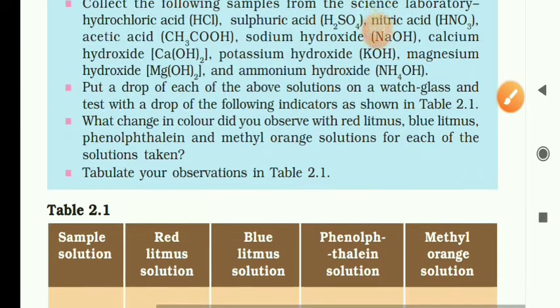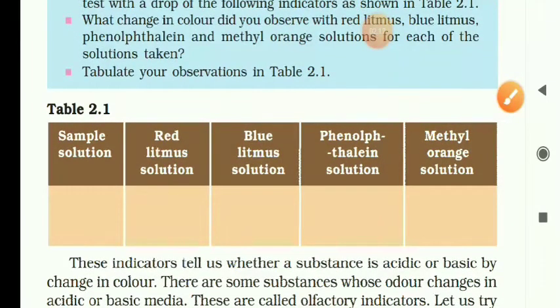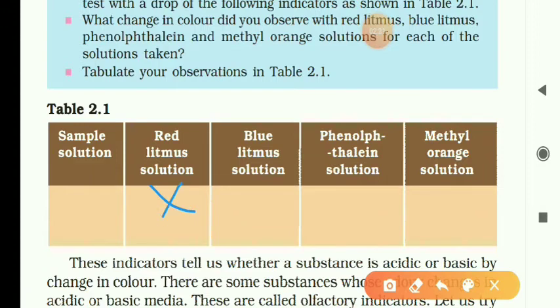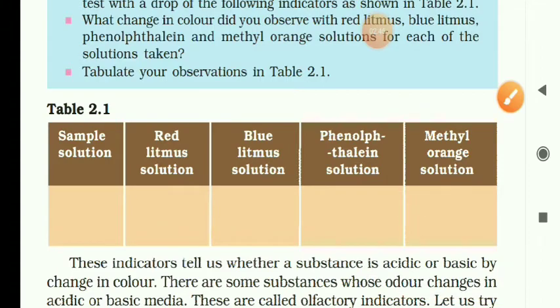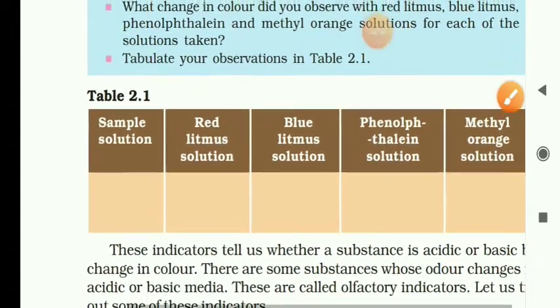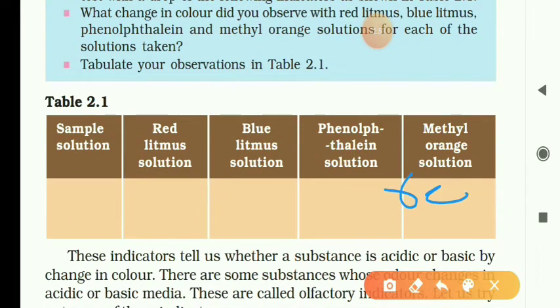Okay, dear students, when you add HCl, which is an example of an acid, there is no change in the red litmus solution. But when you add it to blue litmus solution, it changes to red in color. Phenolphthalein stays colorless, and methyl orange turns red in color.